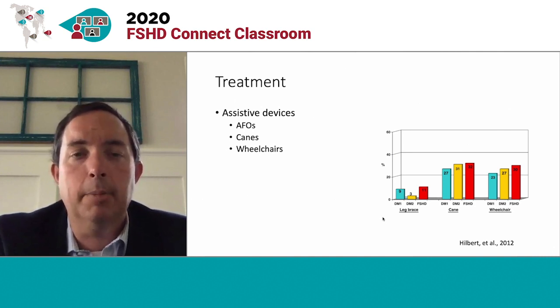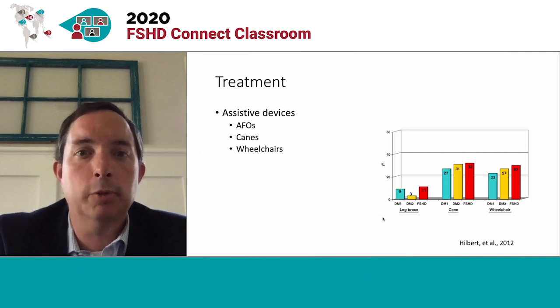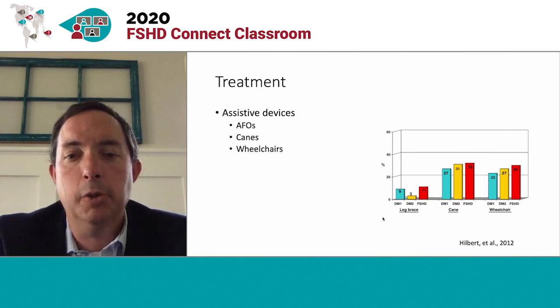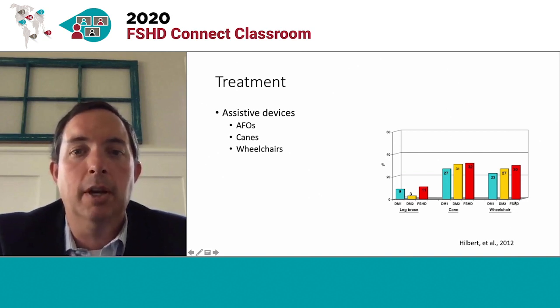Canes, similarly, can be quite helpful in terms of stabilizing these things. And then finally, in some people, you'll need a motorized wheelchair or a scooter to help get around. And this slide that I'm showing you here is from the University of Rochester's FSHD myotonic dystrophy patient registry. They show both myotonic dystrophy and FSHD, but just to focus on the 400 or so patients that they have in their registry, about 11% using a leg brace, about 32% requiring a cane at the time of the survey back in 2012, and about 30% or so need a wheelchair.